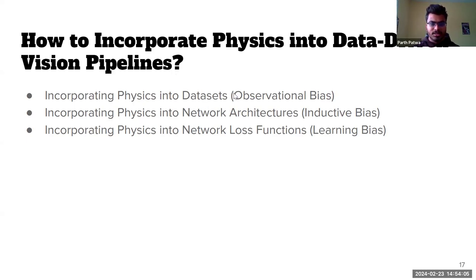There are three methods. We can incorporate physics in the data sets, which leads to observational bias. We can incorporate physics in neural networks, leading to inductive bias. And we can incorporate it in the loss function, leading to learning bias.